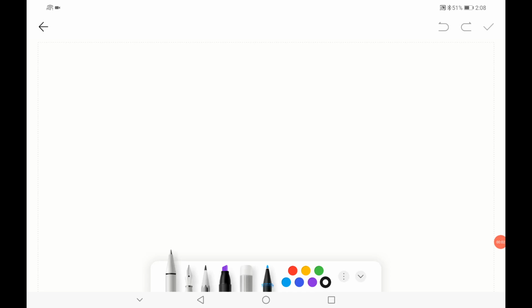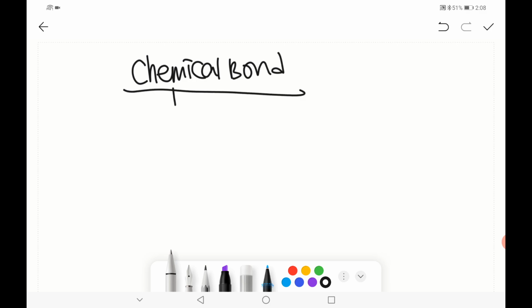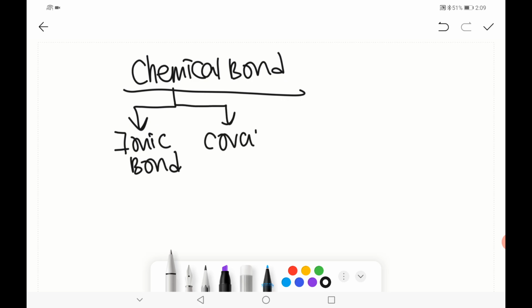Alright guys, so far for your Form 4 Chapter 5, the chemical bonding, we have covered two major bonds. The first bond is actually ionic bond, and then the second one would be covalent bond. Yeah, so these are the two major bonds that we have learned.